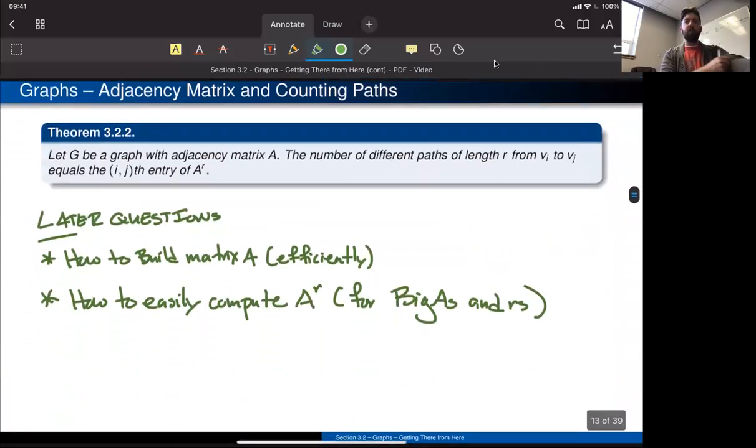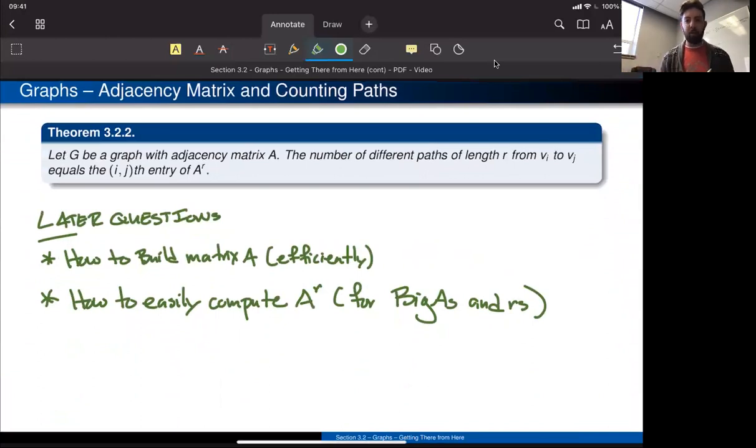So we have our initial theorem statement, which says that if you give me one of these adjacency matrices, then the number of different paths of length R is simply going to be that ijth entry in this matrix AR. So it would be paths that start at I and end at J.